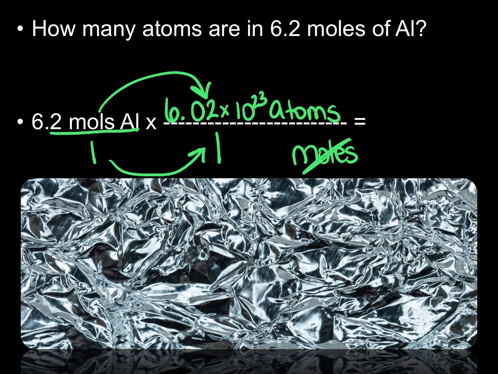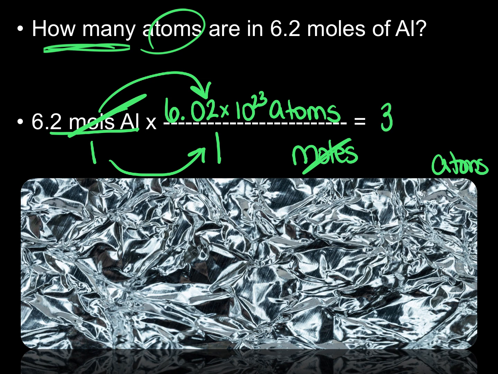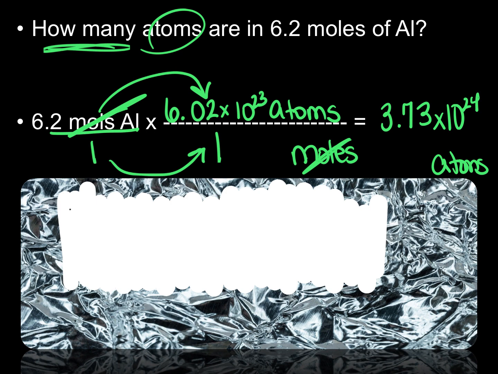So our moles cancels out. Our answer is going to be in atoms because that's what it's asking us to find, how many atoms. And if you put it in your calculator correctly, you should get 3.73 times 10 to the 24th power. And maybe you're thinking, but Ms. Vahovic, I liked the other way that you figured it out before.